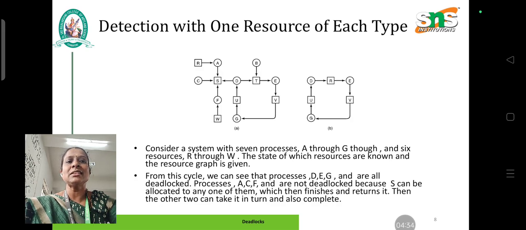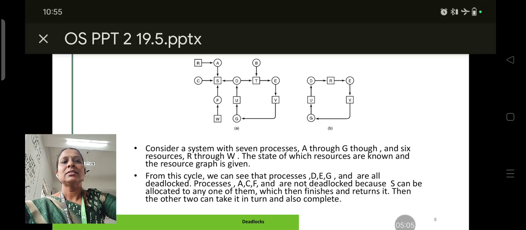From this cycle, we can see that processes D, E and G are all deadlocked, because there is a cycle or knot between these processes. With the help of the knot, we can identify that there is a deadlock in the system. Processes A, C and F are not deadlocked because there is no cycle between these processes, so there is no deadlock. By analyzing the graph, we can identify whether the system is in deadlock or not.